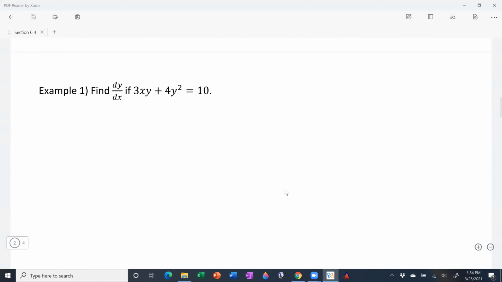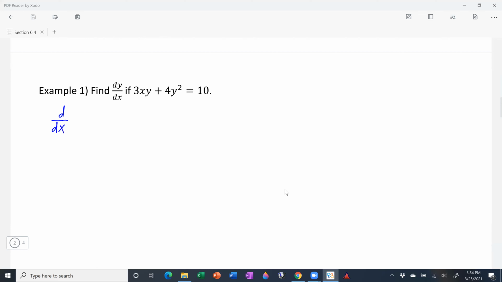Let's find dy dx if 3xy plus 4y squared equals 10. So again, I don't want to solve for y. I want to just dive right in and take the derivative of both sides of the equation implicitly. Specifically, pay attention to the notation here. dy dx means that we're taking the derivative of a function y with respect to x. So I'm going to write this out in several different steps for this first example so that we can really get used to this.